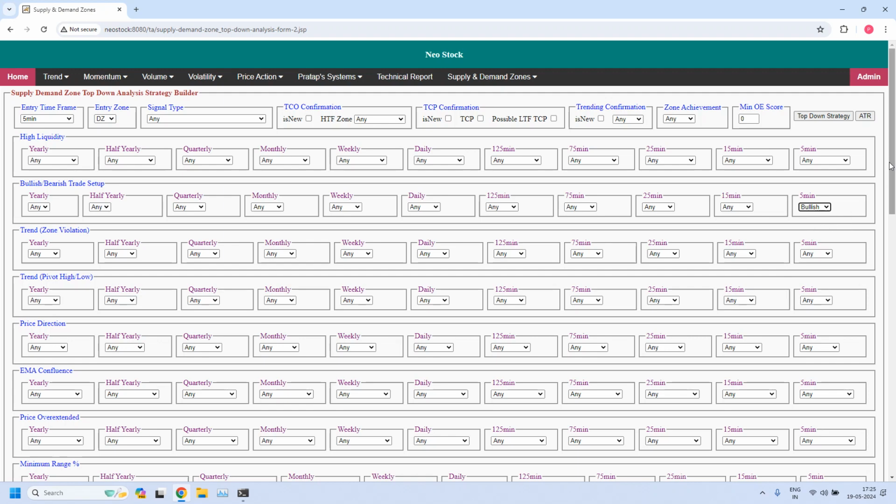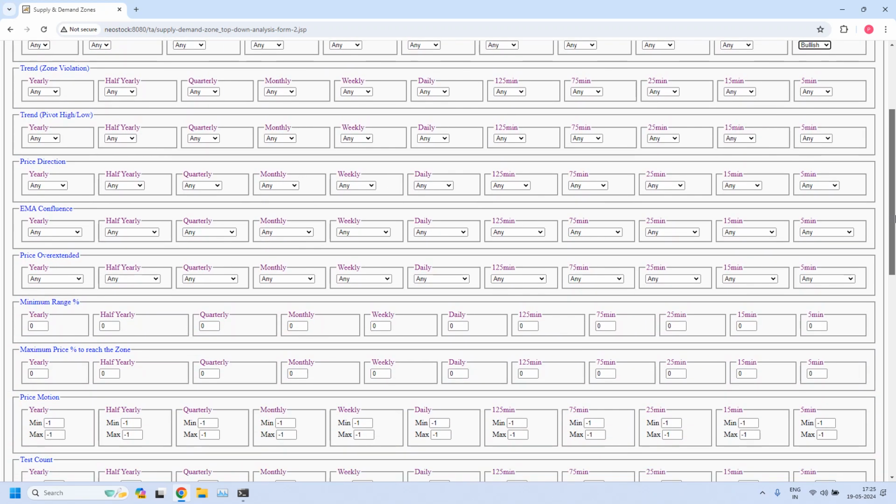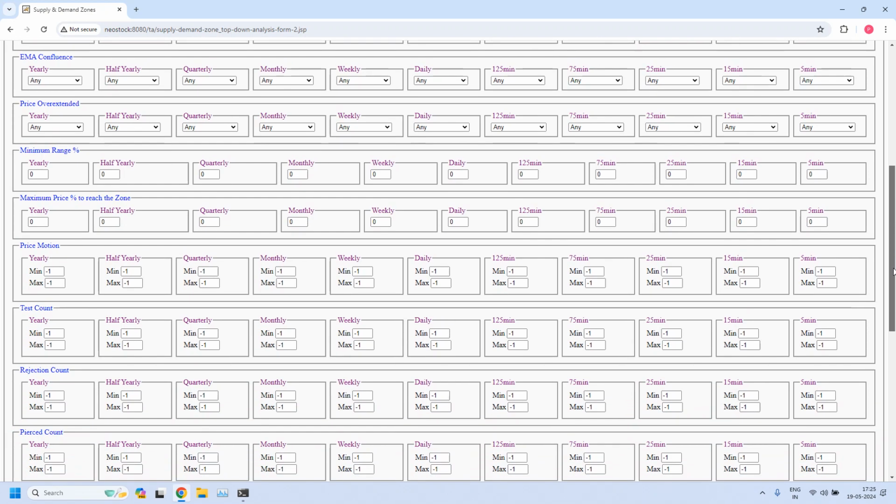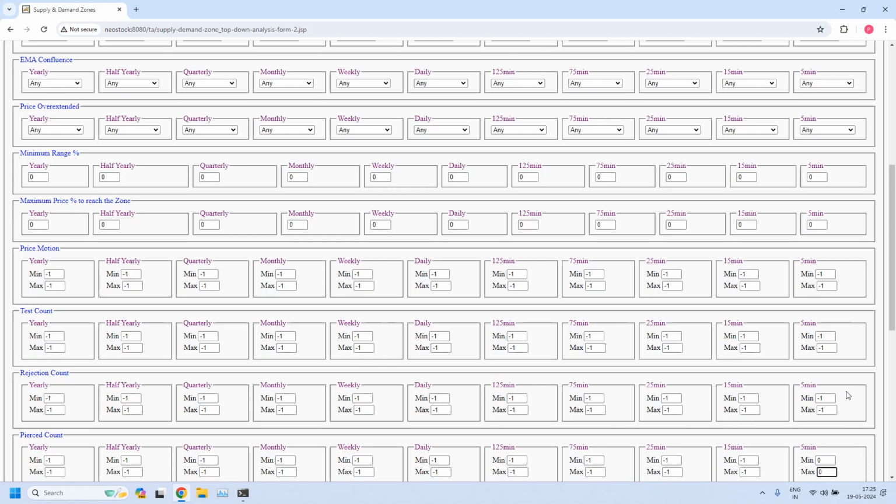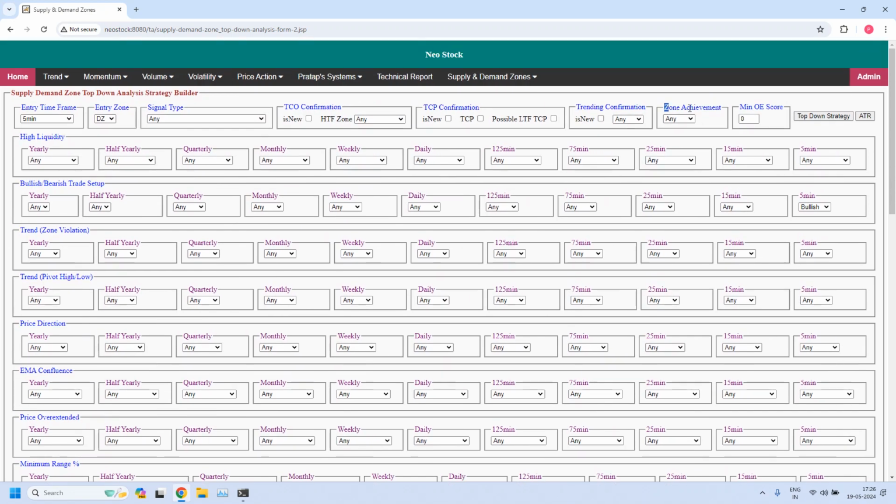And also we need to set three filters. The first filter, pierced count should be 0. So in this parameter, pierced count, now 5 minutes time frame, I am setting minimum value 0, maximum value 0, which indicates the pierced count should be 0. That means zone is not pierced. And in zone achievement, for our 5 minutes demand zone, the achievement should be VOZ, violated opposing zone. And minimum order enhancer score should be 12. So with these filters, I am generating the report.